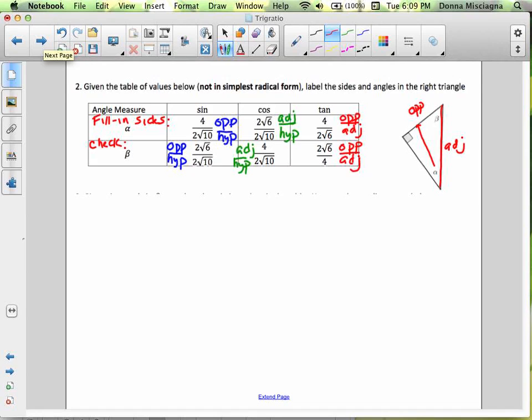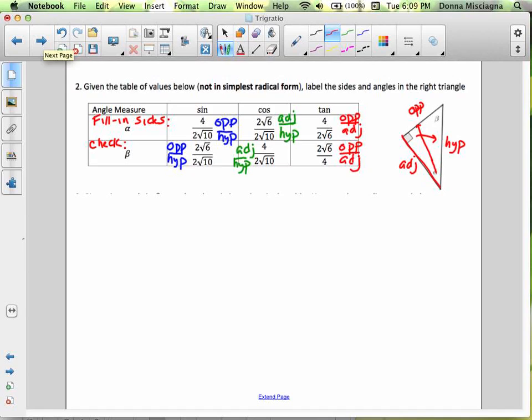Whoops, ignore that. I got part of this blocked. This would be the adjacent side. And I'm actually just going to put A, D, J. I hope everyone thought, whoops, that can't be the adjacent side because this is the hypotenuse. All right, so we've got opposite and adjacent and hypotenuse labeled.